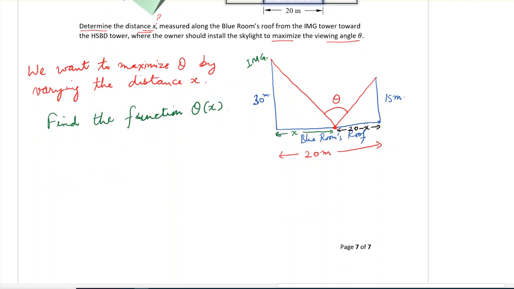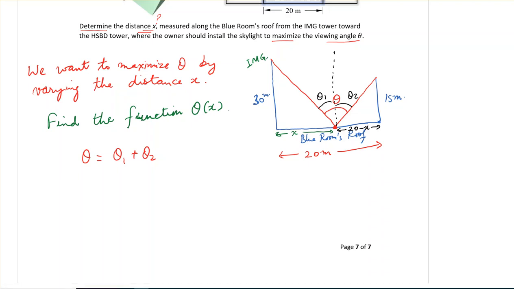So in this question, in order to figure out our theta in terms of x, I'm going to split our angle into two angles. So let's say I'm just going to make a vertical line in the center here. On one side, I have angle theta 1, on the other side, I have angle theta 2. So it means our theta would be equal to theta 1 plus theta 2. The advantage of splitting the angle is that we can use the trig ratios here.